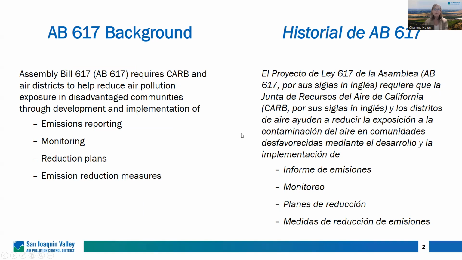Assembly Bill 617 does require that CARB, which is the California Air Resources Board, and air districts work together to help reduce air pollution exposure in disadvantaged communities. Some of the ways that this is done is through emissions reporting, monitoring, reduction plans, and emission reduction measures.